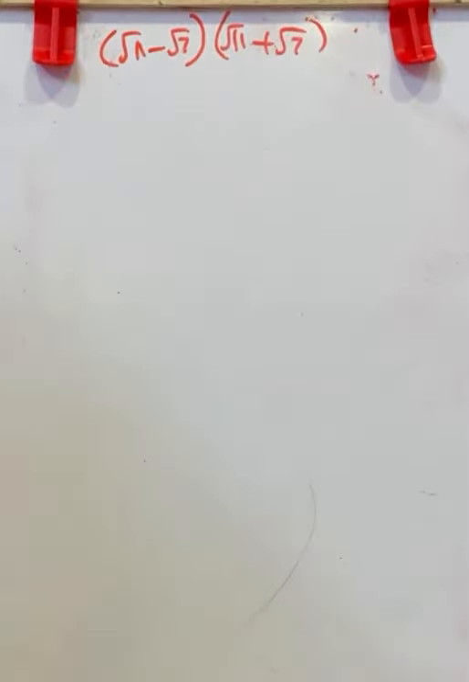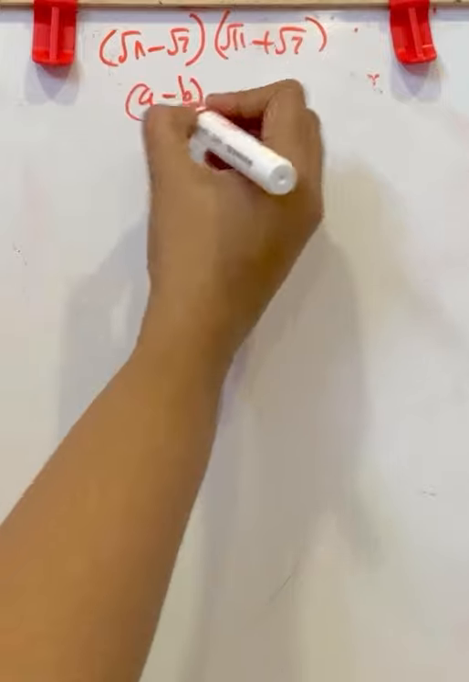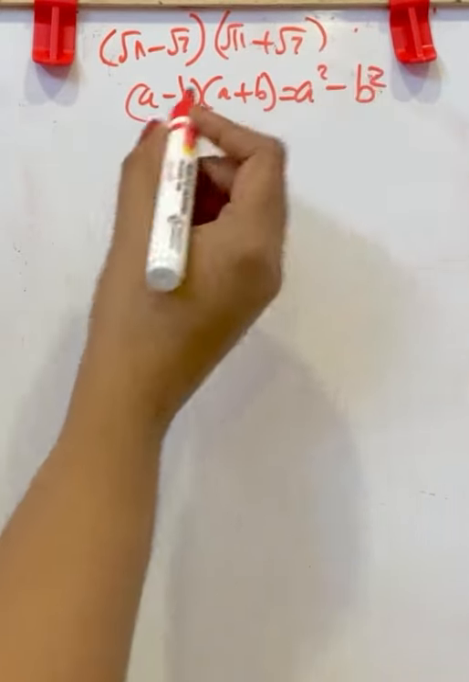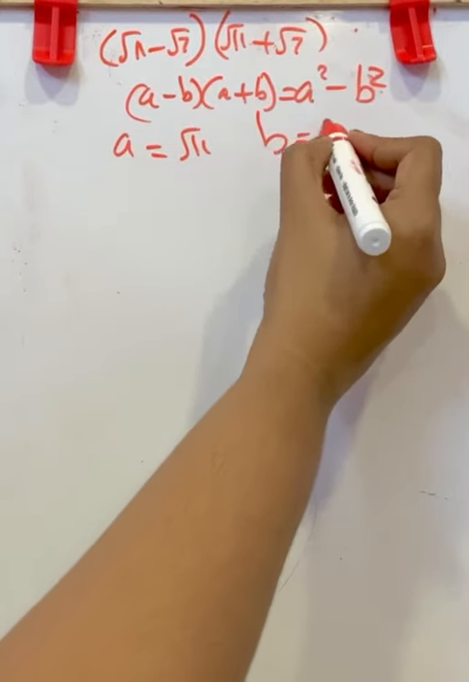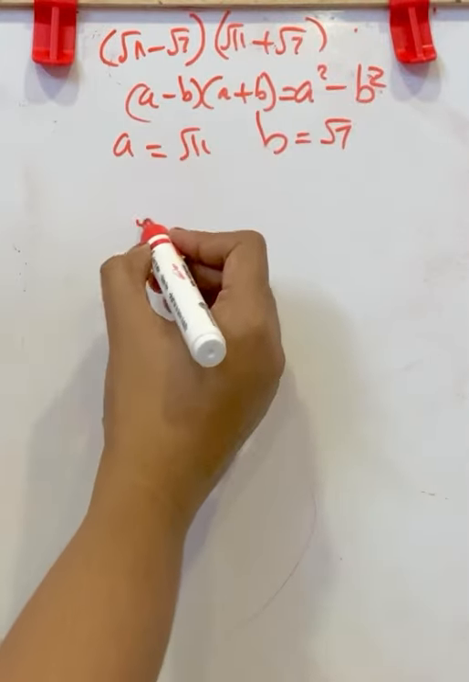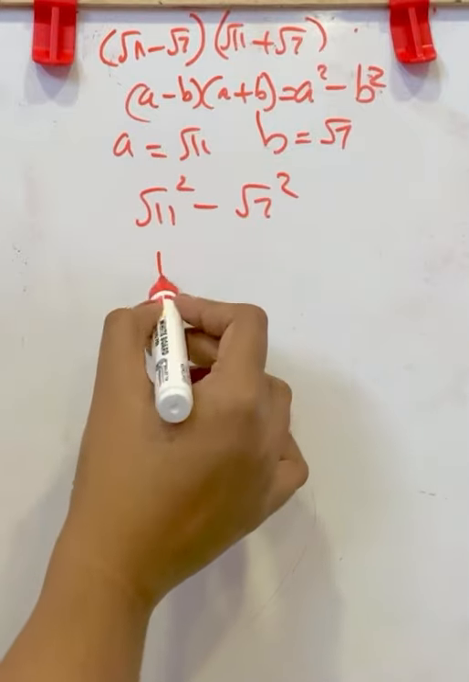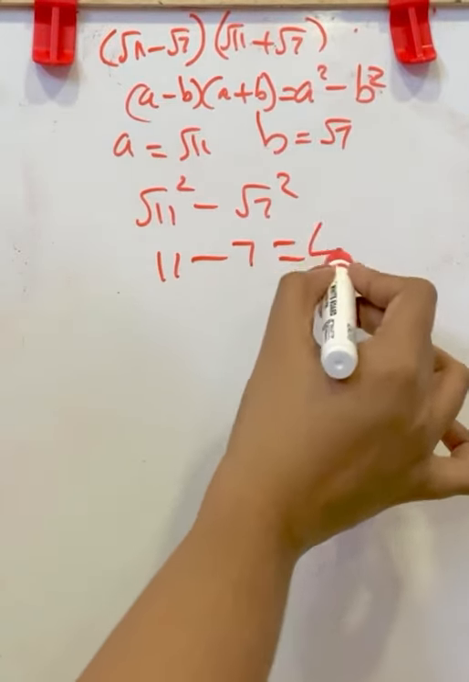This is (a minus b) into (a plus b). The result is a square minus b square. Here a is root 11, b is root 7. That is, we have to get a square minus b square, that is root 11 square minus root 7 square. Root 11 square is 11. Root 7 square is 7. 11 minus 7 is 4.